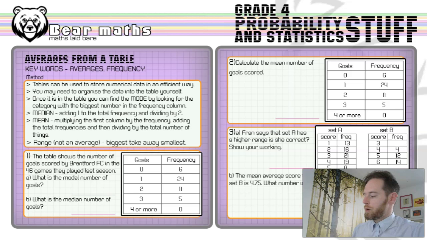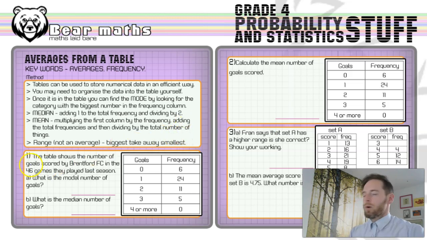And then the range, which is not an average, which I've mentioned a number of times before, is just the biggest value take away the smallest value, right? Don't do it from the frequency column, do it from the first column, whatever the thing is about. So if the first question is about goals, you would do the biggest number of goals, take away the smallest number of goals, if you were able to.